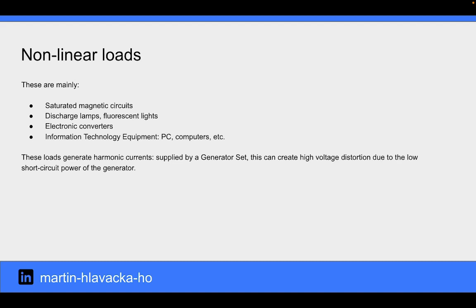Nonlinear loads. Nonlinear loads are mainly saturated magnetic circuits, LED lamps, electronic converters, computers, etc. These loads generate harmonic currents. Supplied by a generator set, this can create high voltage distortion due to the low short circuit power of the generator.